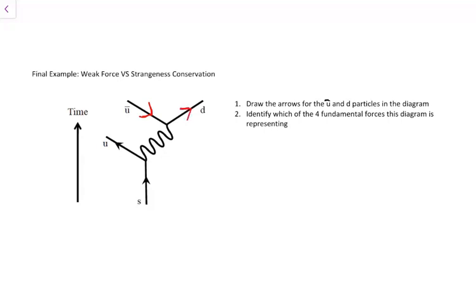The second question is to identify which of the four fundamental forces this diagram is representing. So let's make sense of this diagram first. As we go forward in time, we start off with this strange quark. The strange quark decays into an up, which releases an anti-up and a down through some sort of decay process. We're dealing with quarks, so we can either be dealing with the strong nuclear or the weak nuclear. But how do we identify the difference? It has to do with when strangeness is conserved.